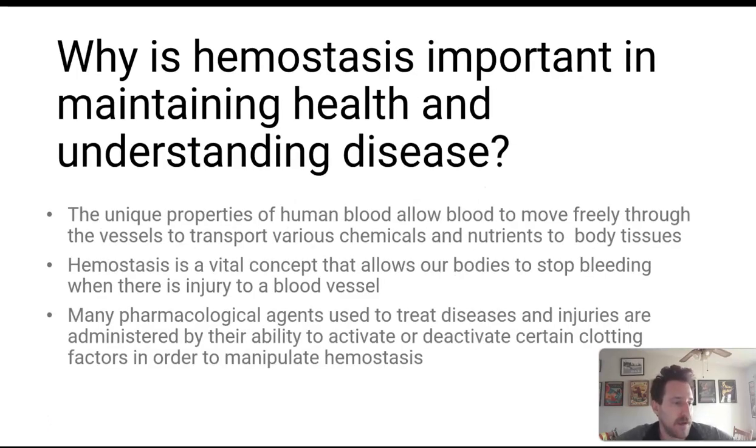Our body has unique properties that allow blood to move freely and transport important chemicals and nutrients to all our body tissues. This is a crucial aspect that is vital for life by allowing our tissues to remain healthy so they can carry out their intended purposes. While it is important for our blood to move freely throughout the body, it is equally important for our bodies to be able to stop bleeding if an injury to a blood vessel does occur.